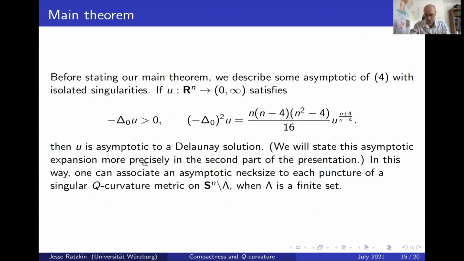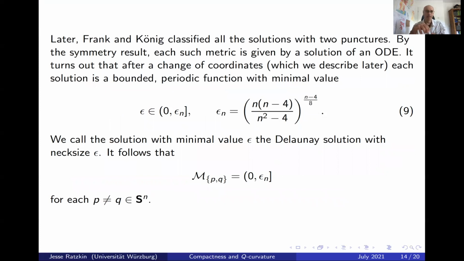And now it's time to state the main theorem. Before actually stating it, we have to say that near each singular point, near each of these puncture points, my metric looks very much like one of these Delaunay metrics, one of these singular ODE metrics, singular metrics classified here by Frank and Koenig. So what does this mean?